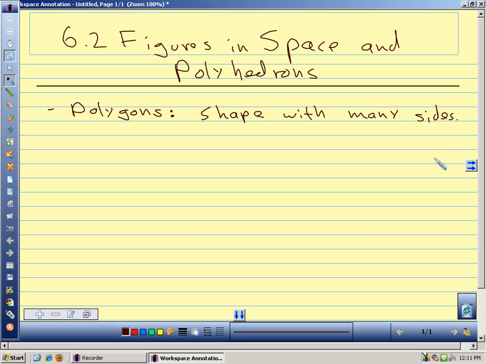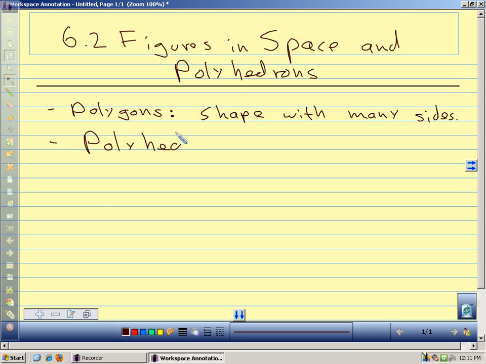We talked about a lot of different kinds of polygons. We talked about special polygons, parallelograms, rhombuses, rectangles. And then last chapter we figured out how to find the area of polygons. So in space, in 3 dimensions, we are going to talk about polyhedrons. So if a polygon is a shape with a bunch of sides, what would you guess a polyhedron is?